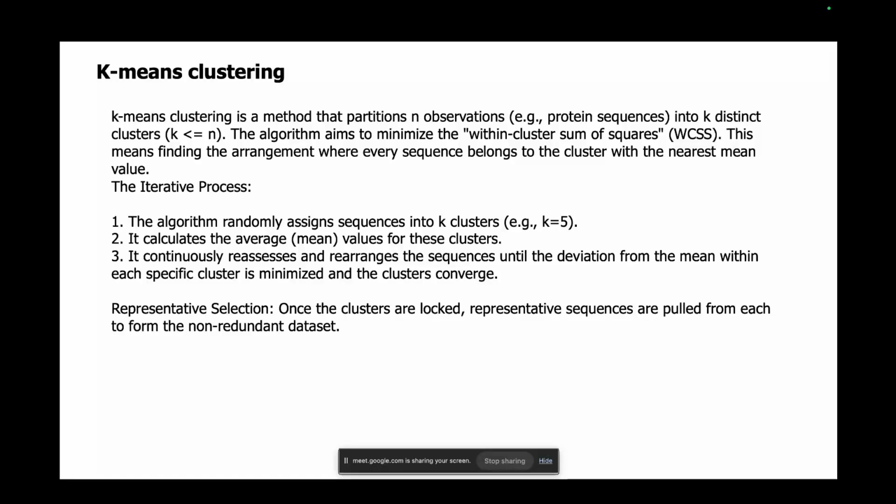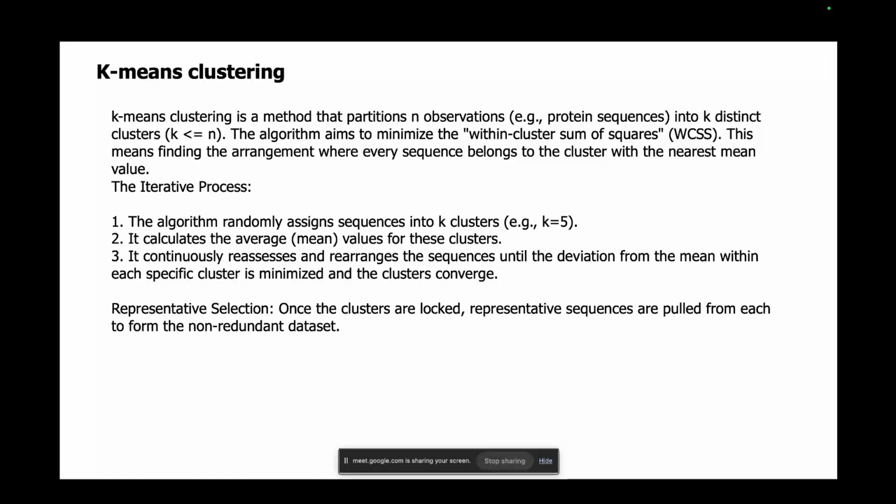Now, once you have formed these clusters, whatever the number of clusters is, once these clusters are locked, a representative sequence is pulled from each cluster to form a non-redundant database. Now, can you connect the link between the non-redundant database and this clustering part? See, k-means clustering has given you 4 or 5 clusters. These clusters contain protein sequences which are very similar in nature, right? Because that is how you're using the distance matrix.